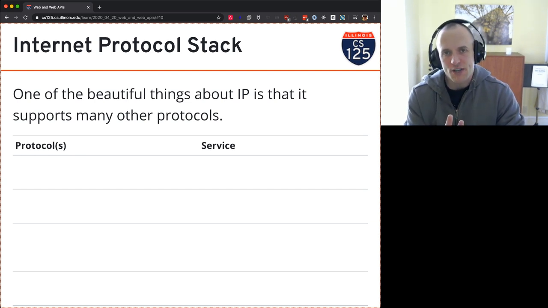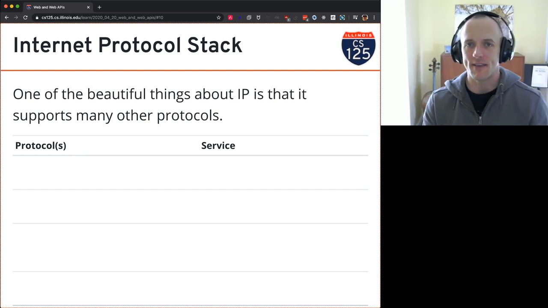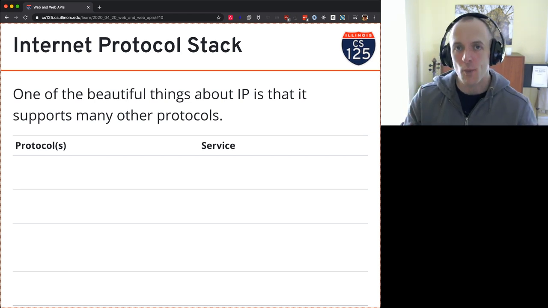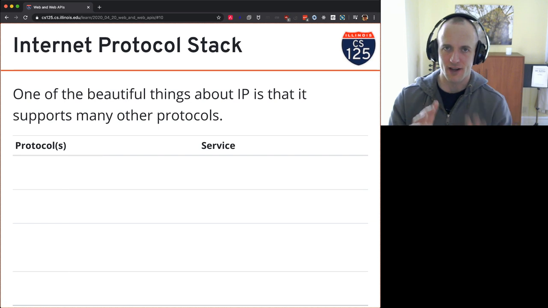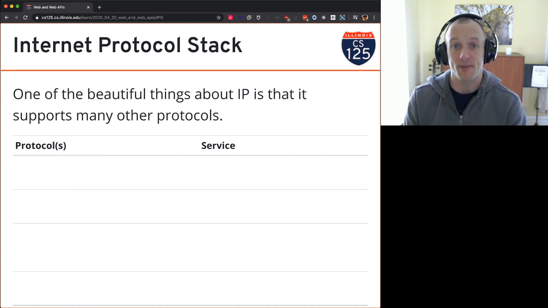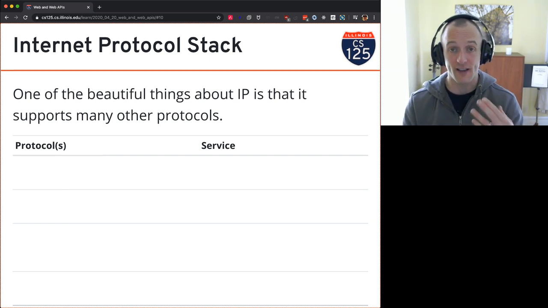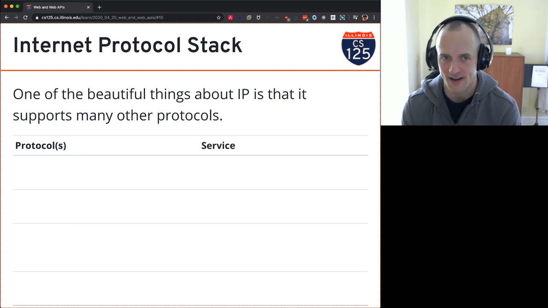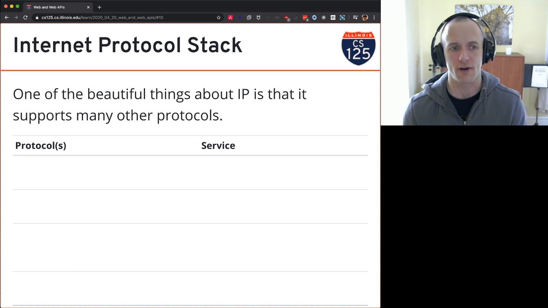This is also the point where I make sure that I push back on this idea that the internet is all about the web. The World Wide Web is one set of internet protocols, and it's something that is incredibly useful and important to us. It's a lot of what we do online, but it is not the only thing that is done online. Okay, so let's talk about some of these other protocols.